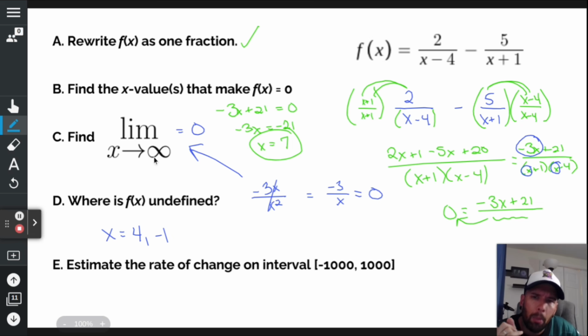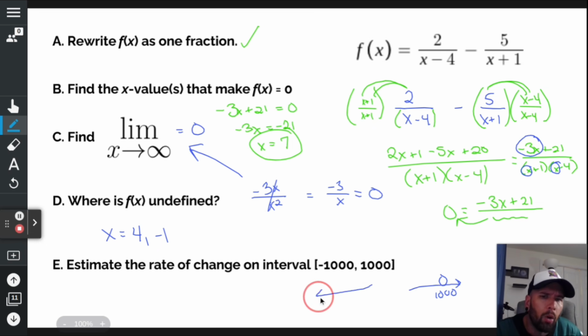If the limit approaches infinity is 0, that means my graph is going to be way over here at right around 0. So if I were to plug in 1,000, I'm going to get 0. Similarly, if I were to go to negative 1,000, no matter which infinity I plug in, this is still going to be 0. So this is basically going to be 0. So the rate of change would be, what's the difference between 0 to 0?